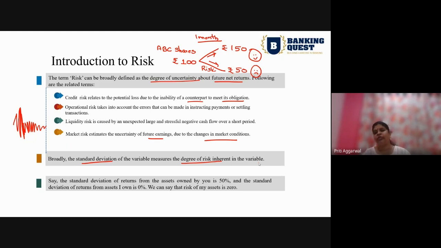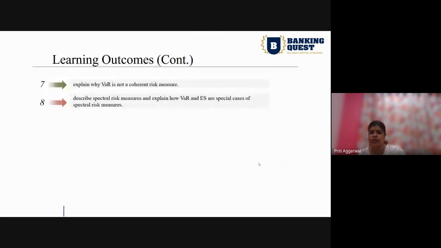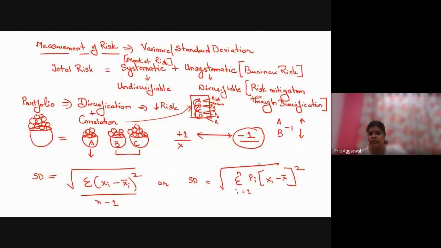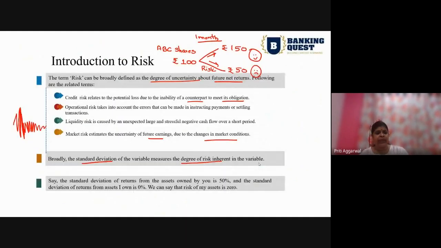So if I want to measure the degree of risk inherent in that variable, in the share prices, the security prices or the bond prices for that matter, standard deviation is the measure, and that is what we have already discussed in the previous slides, right? So yes, market standard deviation is what is required. If I say the standard deviation of returns from the assets owned by you is 50%, and the standard deviation of return from the asset I own is 0%, we can say that the risk of my asset is 0, right?